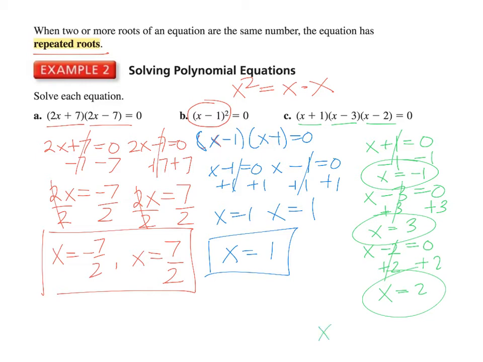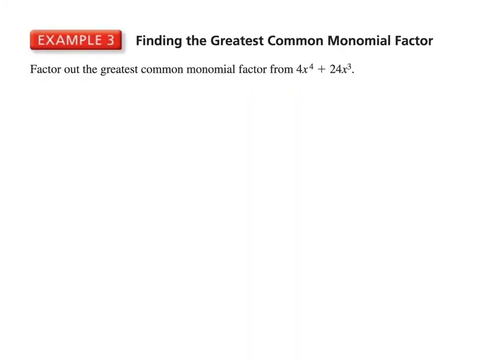All right, so I have x equals -1, x equals 2, x equals 3. All right, done deal. On to the next example. Factor out the greatest common monomial factor from 4x to the fourth plus 24x to the third.